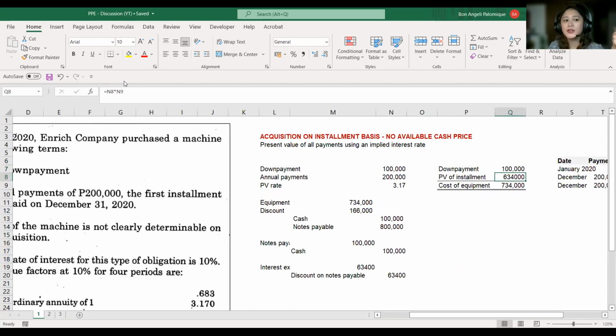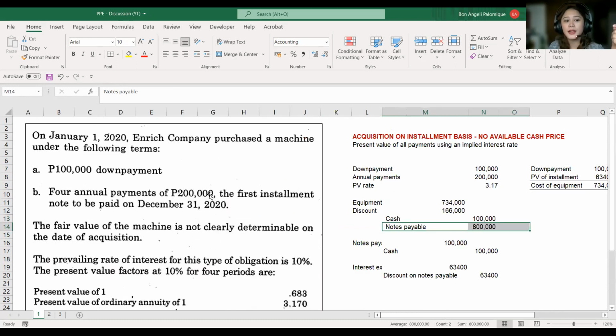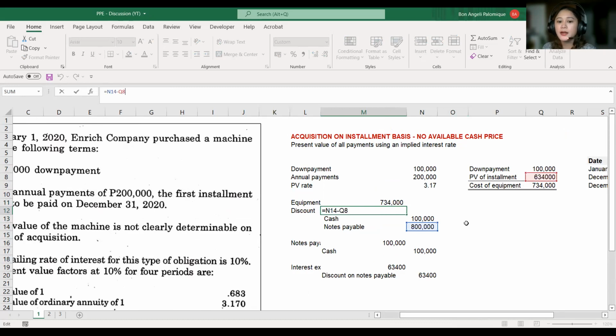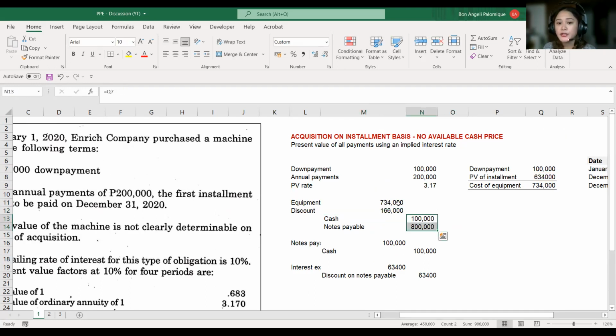So, 200,000 multiplied by 3.17. That is 634,000. So the cost of equipment is 734,000. So debit equipment, 734,000. Credit cash for the down payment. Credit notes payable, 800,000. The 800,000 came from 200 times 4. Then the rest is the discount. Discount is the difference of notes payable less present value of installment. Or also you can make this as your balancing figure dito sa tatlo.